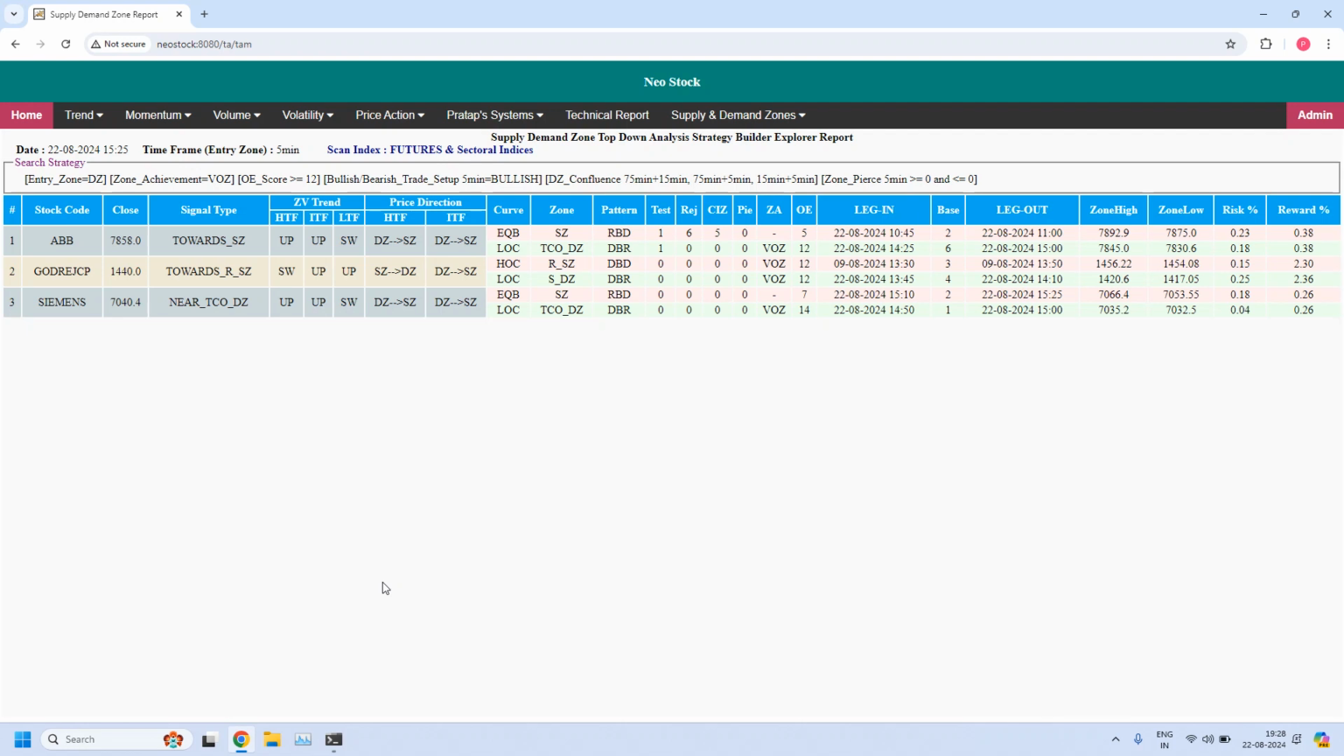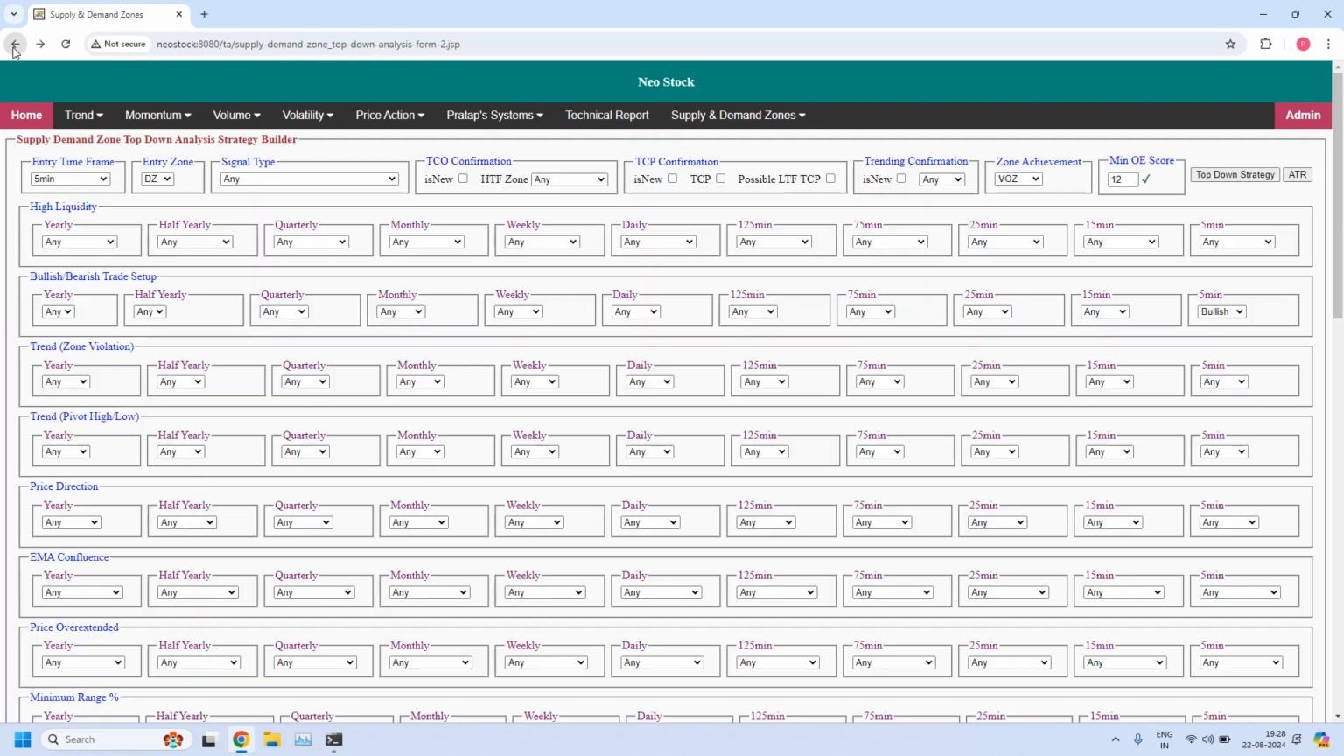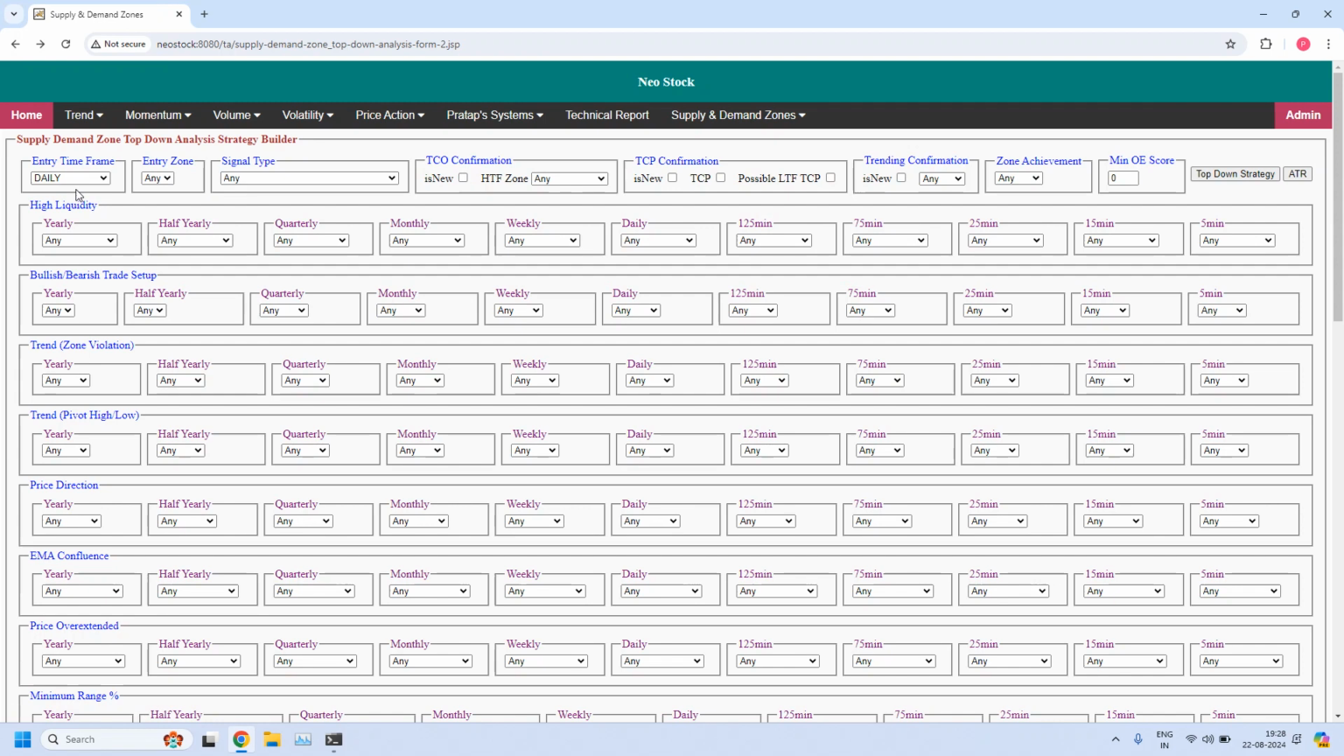Okay. So this is about the bullish trade setup for weekly income trade, bullish trade setup for hourly income trade. And in the next report, bearish trade setup for hourly income trade. Entry time frame is 5 minutes. Entry zone is supply zone. In bullish or bearish trade setup at 5 minutes, I am selecting bearish.